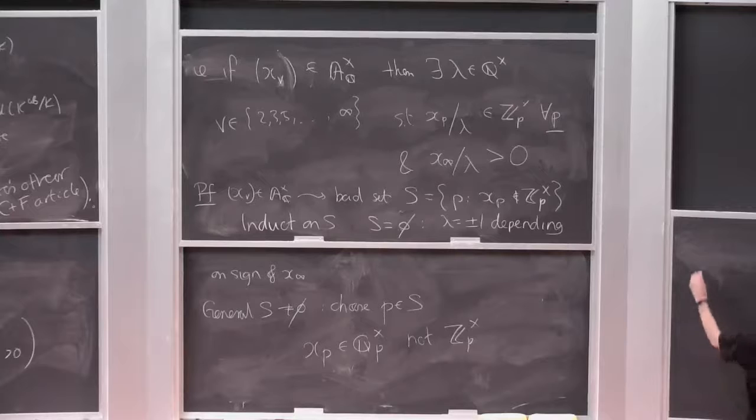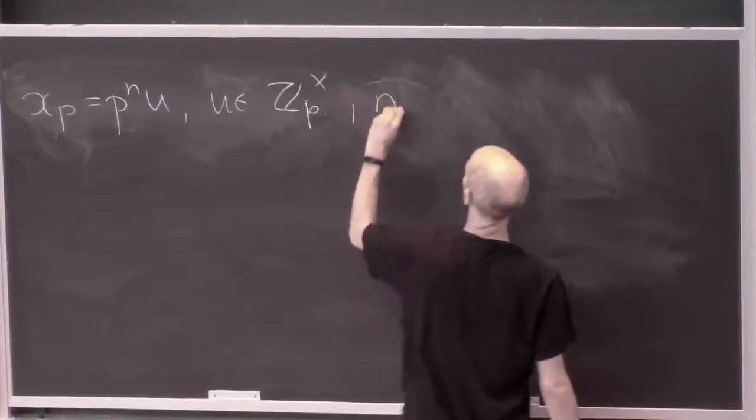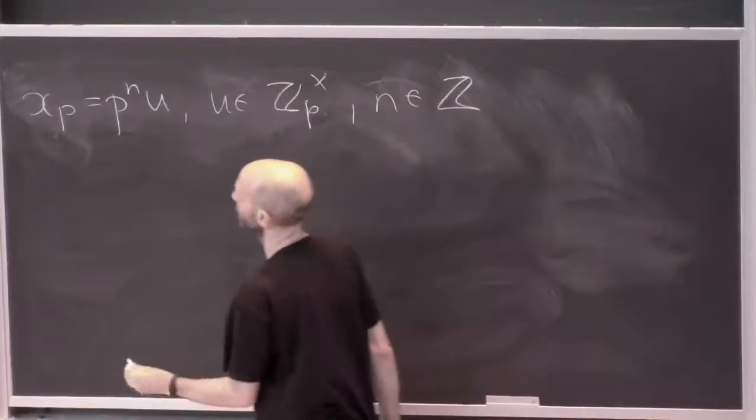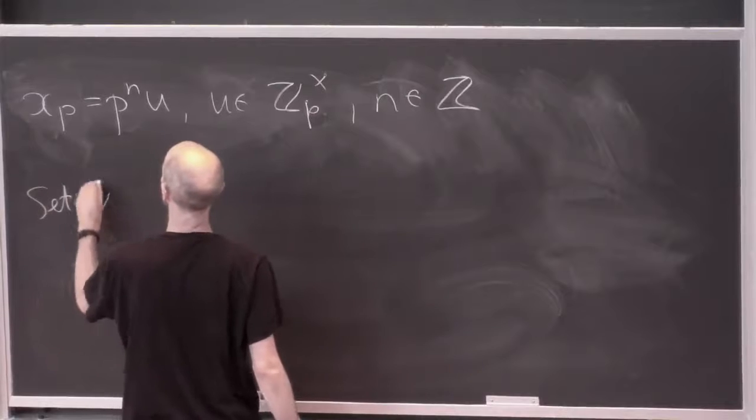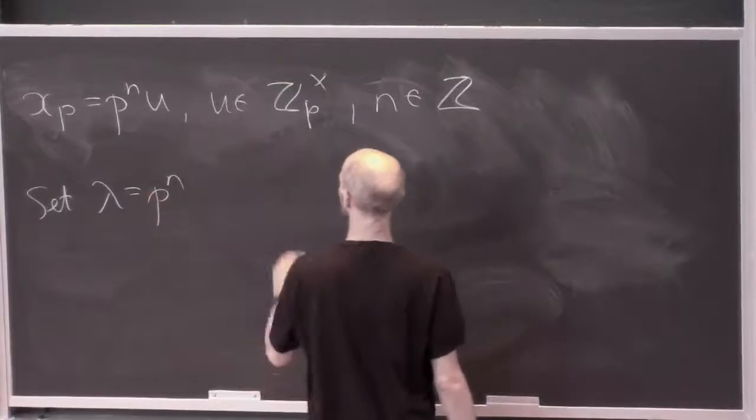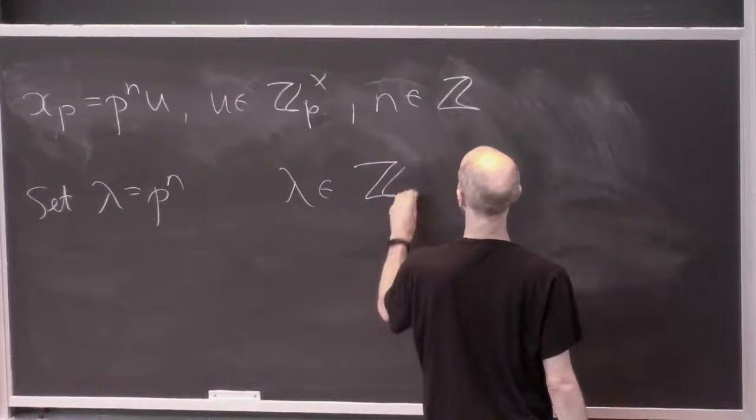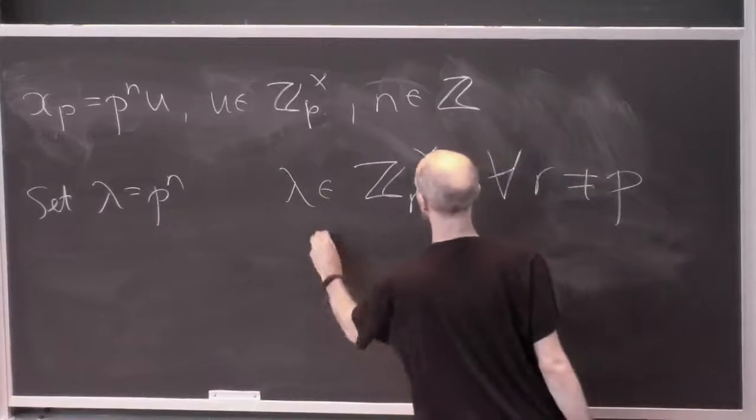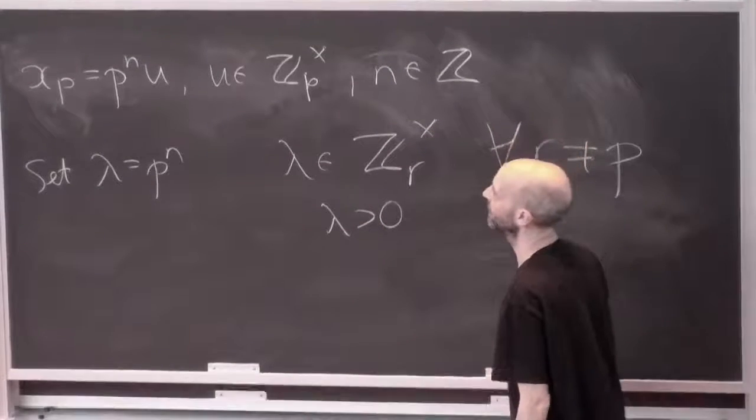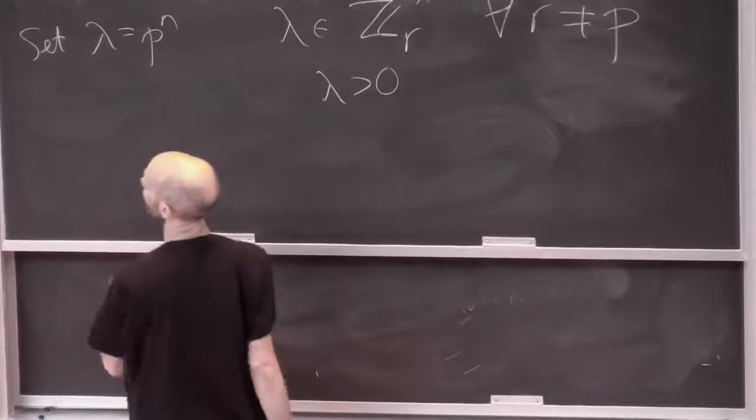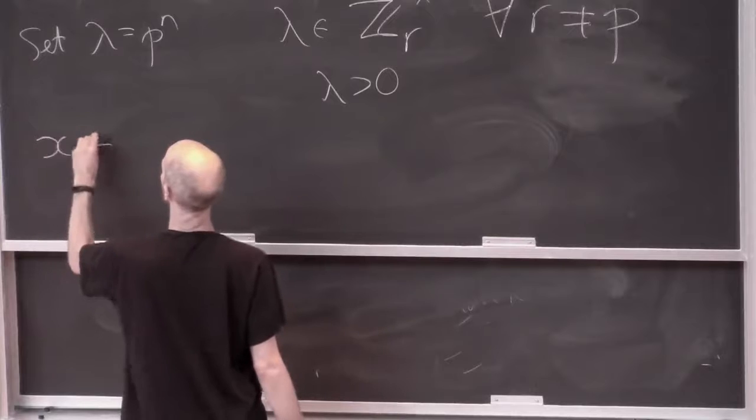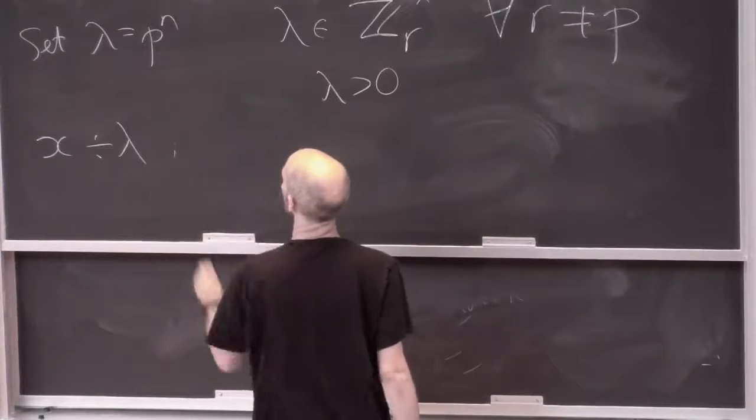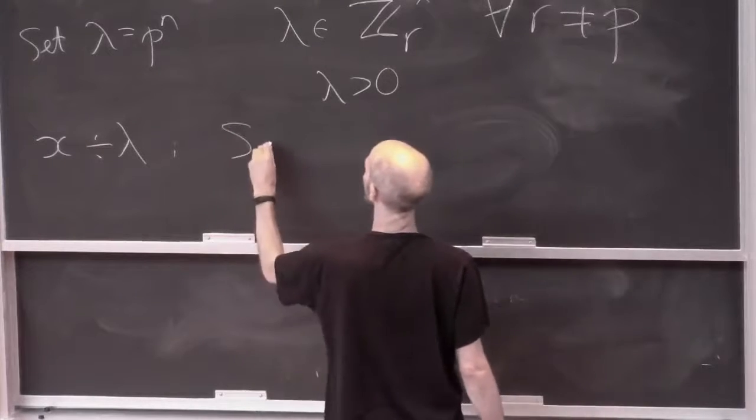So we need to fix this, right? We can write XP as P to the power of n times a unit, with a unit in ZP star and n an integer. Okay, and so let's just set lambda as p to the power n. So lambda is in Z r star for all r not p, and lambda's positive, so it's not even going to mess with what's going on at infinity, you see. And now let's just divide by lambda, X divided by lambda, so S gets smaller.